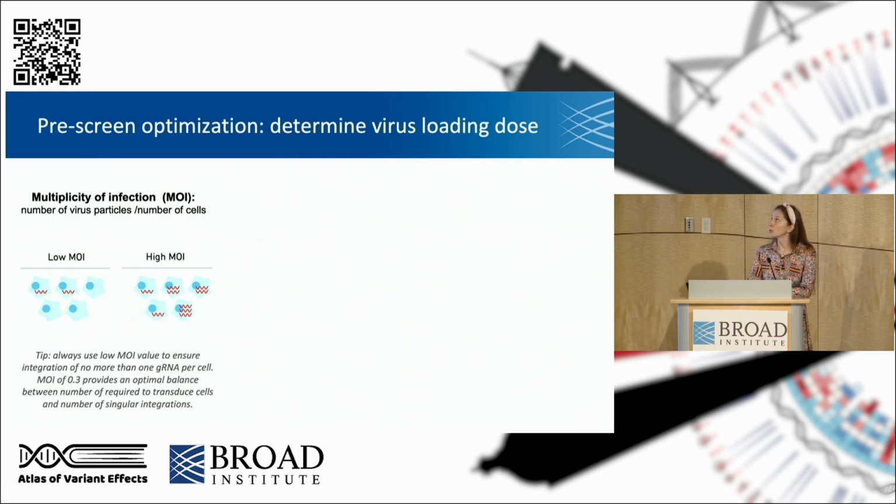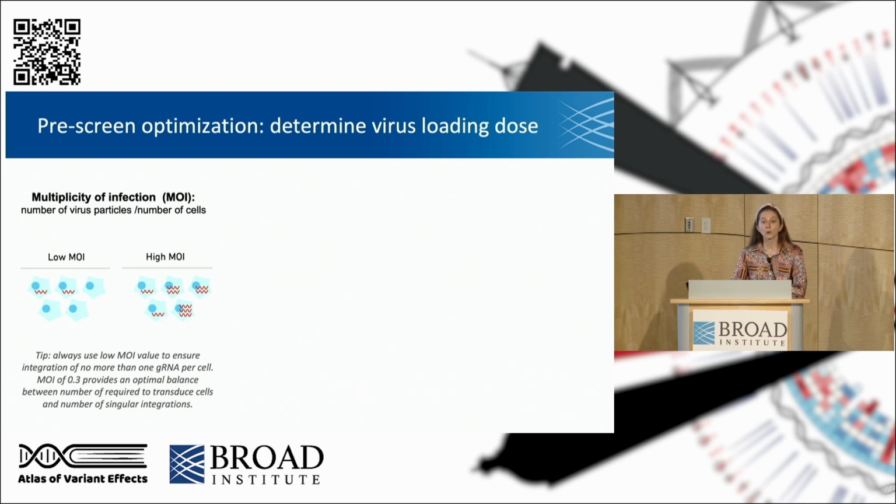And the second important optimization step is that we would need to experimentally determine the optimal virus loading dose. So here, the main rationale for that is we aim to deliver only one guide RNA per each cell, which is very important for a successful execution of pooled high throughput screenings. And to do so, we transduce our cells at low multiplicity of infection, or MOI for short.